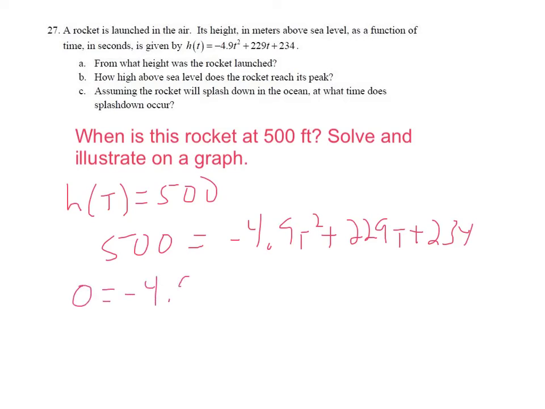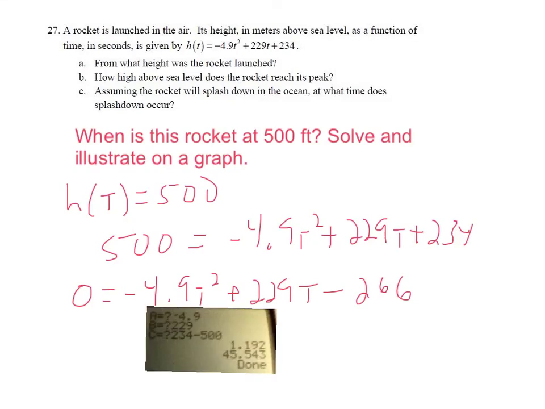So negative 4.9t squared plus 229t minus, because I'm subtracting 500, let's see, what is 500 minus 234? 266, so negative 266. I'll check that I did my arithmetic right. And then go ahead and put that into your calculator.